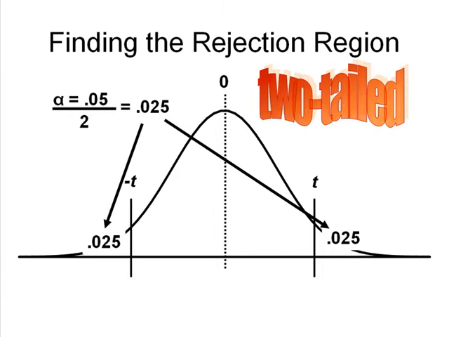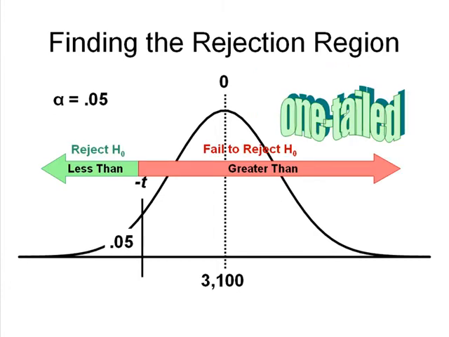But in this case, we want to do a one-tail test. So in this case, we're only going to reject if we get a t-score less than some negative t, because we've got 3,100 grams, and what we're trying to do is demonstrate or find if our infants are significantly less than 3,100. So that would be on the lower side, or in the lower tail. So we need to put an entire 0.05 in the lower tail.